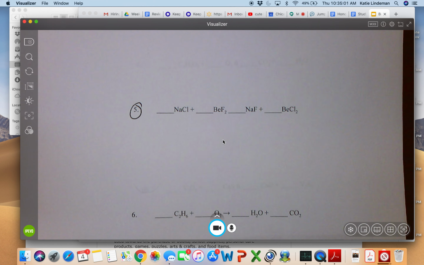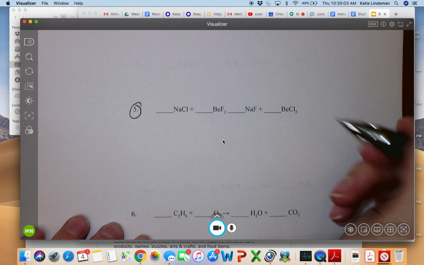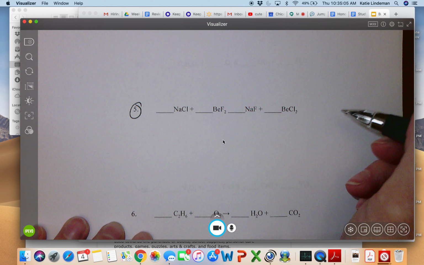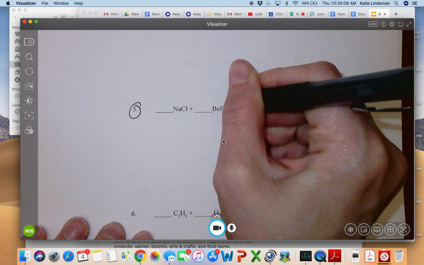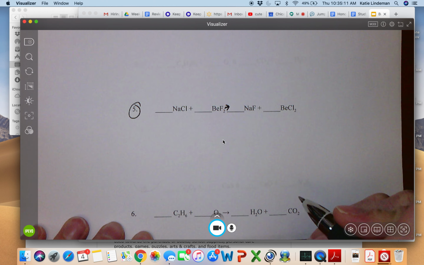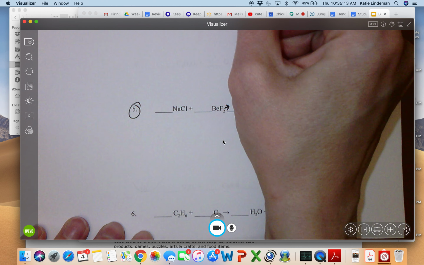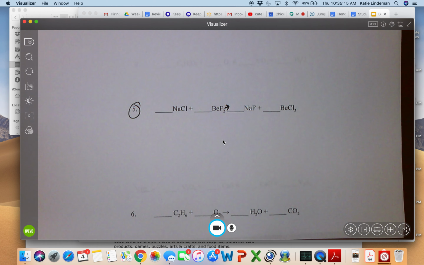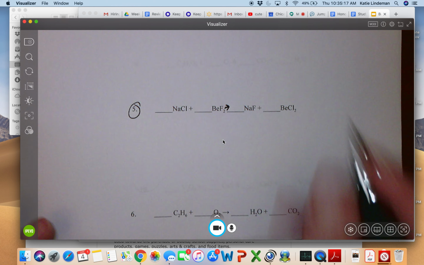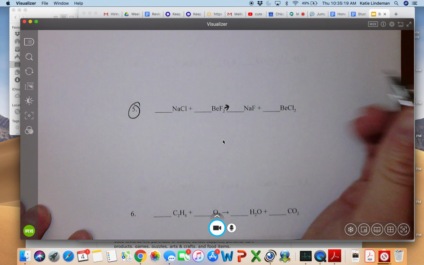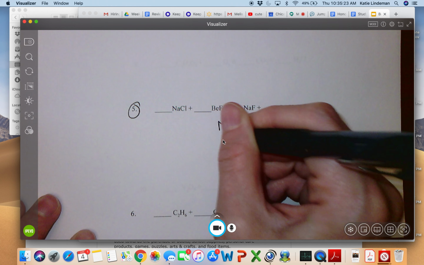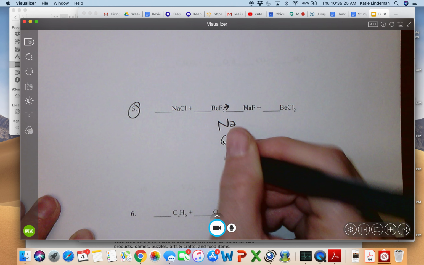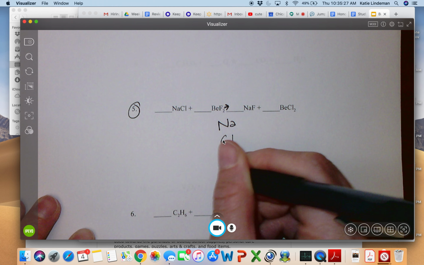The first thing that we need to do is take note of what the actual equation is, and I'm noticing a bunch of these are messed up. I'll fix this before you all see this. But okay, so first we just list out all of the atoms that are present. So we have sodium, we have chlorine, beryllium, and fluorine.